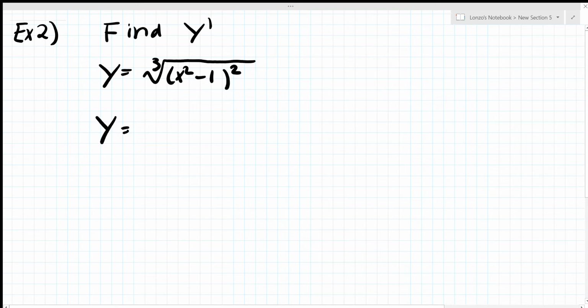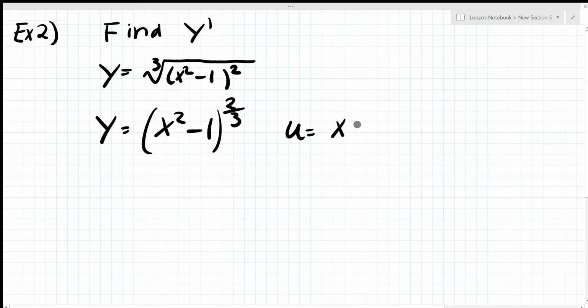I'm going to rewrite this in power rule form as x squared minus 1. There's a 2 here, and then there's a 3 here, so it's going to be raised to the 2/3 power. Right? If this was a 1 over here, it'd be 1/3, you know. Okay, so now I put it in power rule form, and then I got to find my u. What do you think my u is going to be? It's always inside the thing, so it's going to be x squared minus 1.